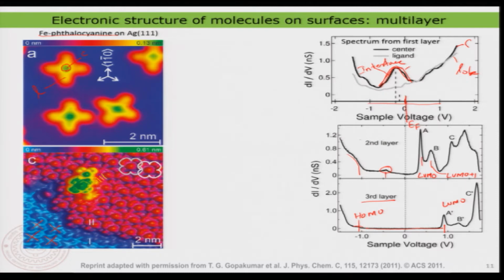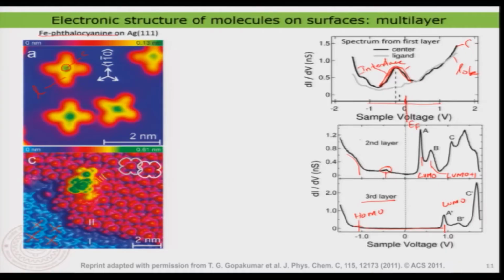So, that is nice. That basically means that the first layer is acting as a buffer layer, and the second layer is almost like the neutral molecule, or the normal molecule like you would expect in the gas phase, and then the third layer is really like an isolated molecule. That is quite important, because here you can also see how the interfacial electronic structure works.